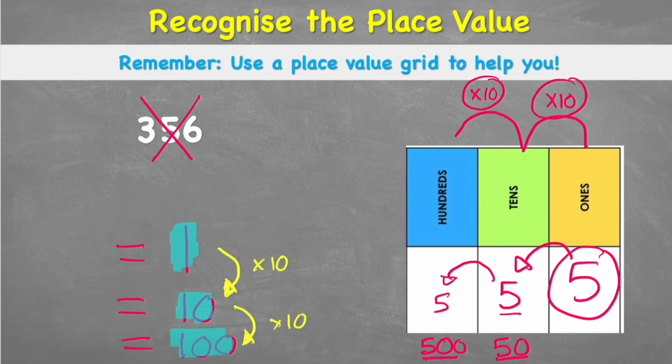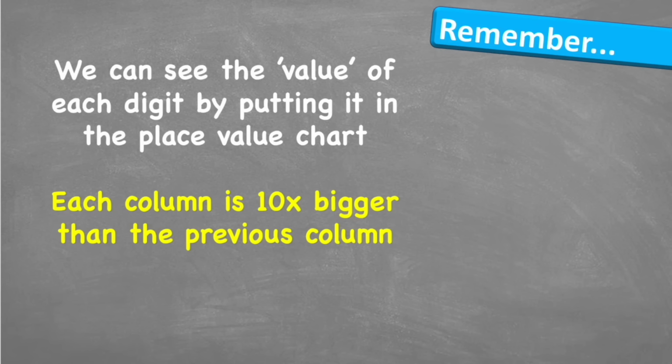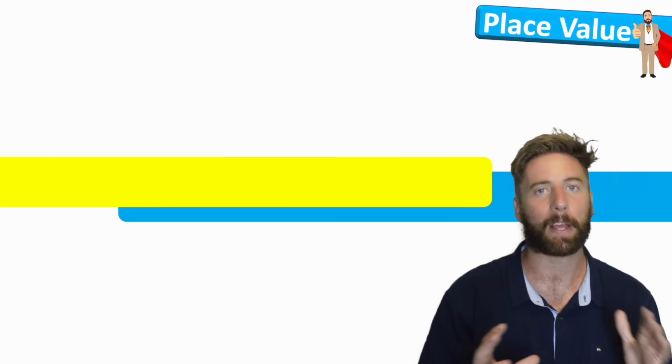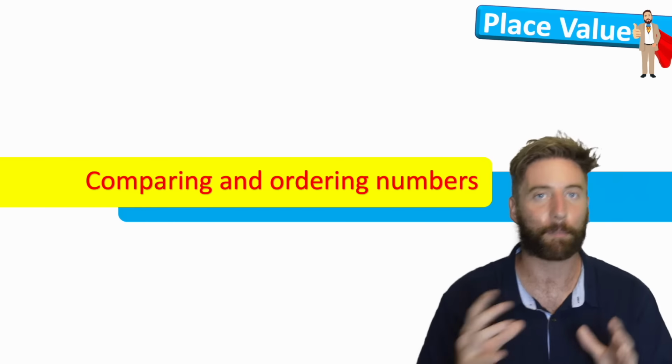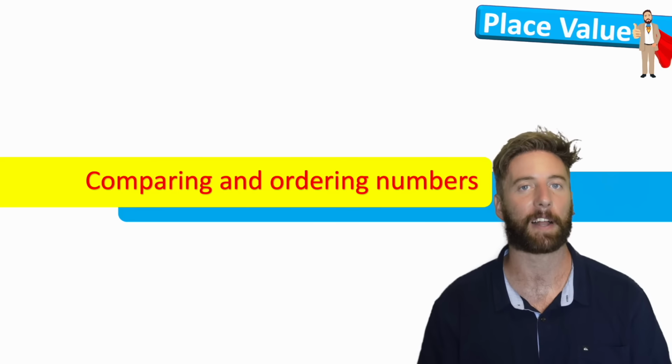Okay, let's look at what to remember. First, we can see the value of each digit by putting it in the place value chart. Place value charts are super important and are going to become your best friends. And each column is 10 times bigger than the previous column in our place value chart. Awesome, so now we've looked at a little bit of place value and the value of each column. Let's now look at how we can order and compare numbers using this place value knowledge. Let's go.